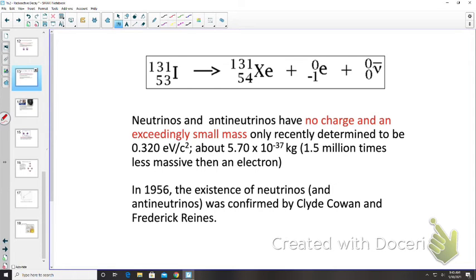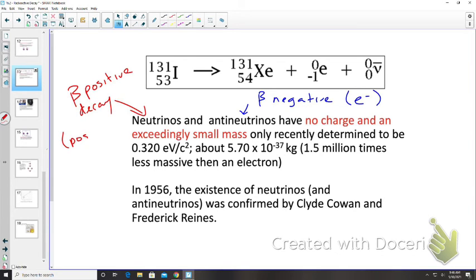Okay, so what we need to remember about neutrinos and antineutrinos, they're really light, they have no charge, and neutrinos are emitted in beta positive decay, and antineutrinos are emitted during beta negative. So remember, beta negative is when an electron is being emitted, and beta positive is when we have a positron.